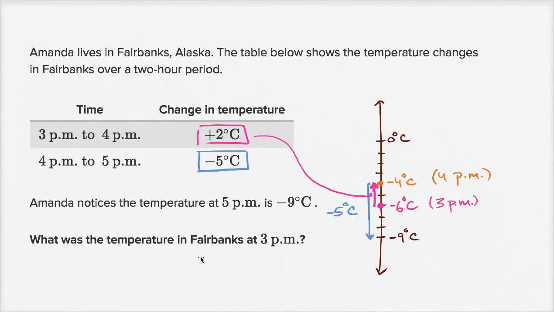So what was the temperature at Fairbanks at 3 p.m.? It was negative 6 degrees Celsius. And you can verify that. If you start at negative 6, you add 2, you get to negative 4, and then you subtract 5, you get to negative 9, which is exactly what we had here.